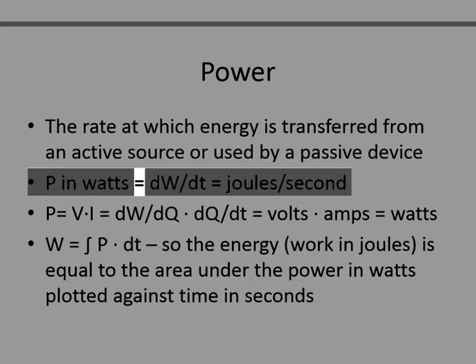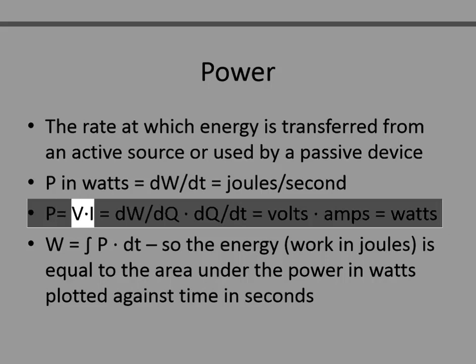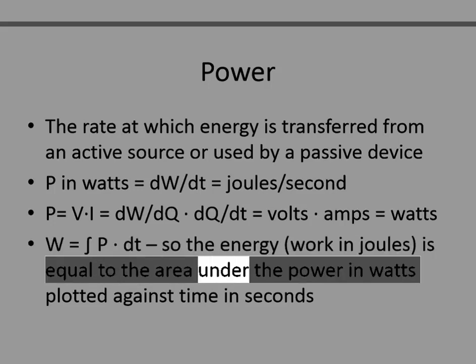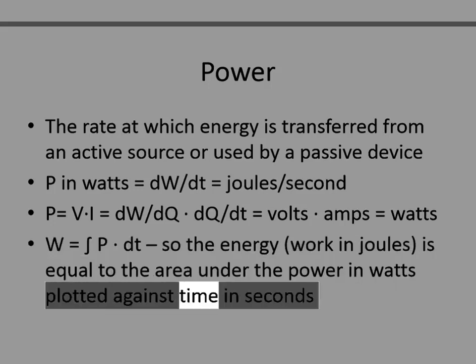P in watts equals dW/dt equals joules/second. P equals VI equals dW/dQ times dQ/dt equals volts times amps equals watts. W equals the indefinite integral of P dt. So the energy, work in joules, is equal to the area under the power in watts plotted against time in seconds.